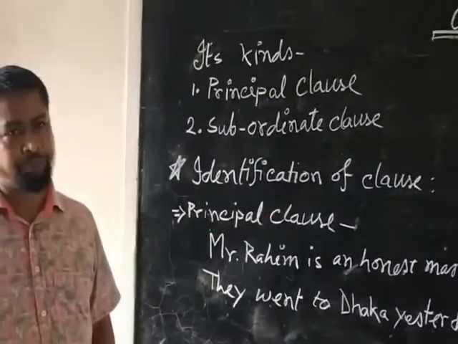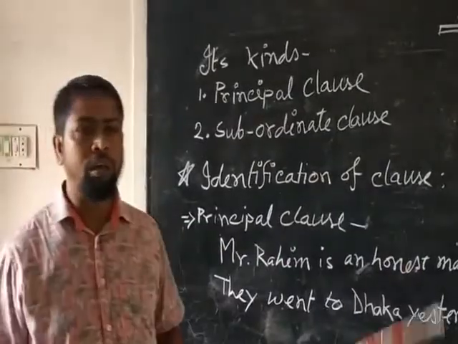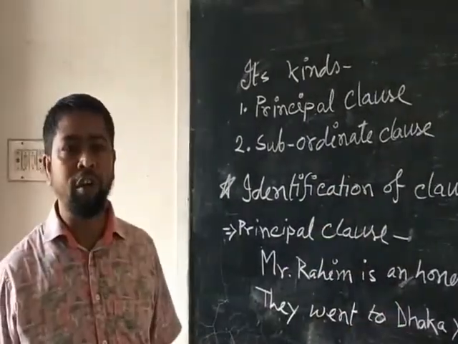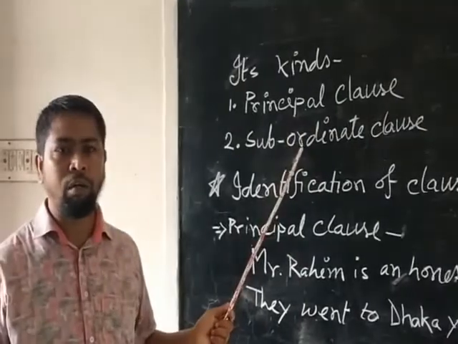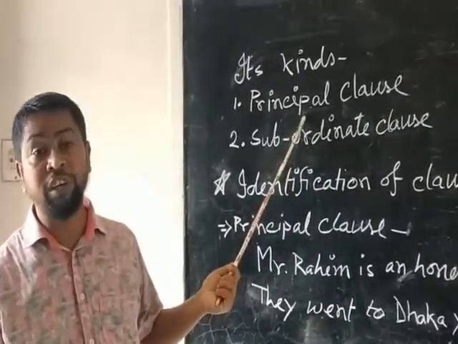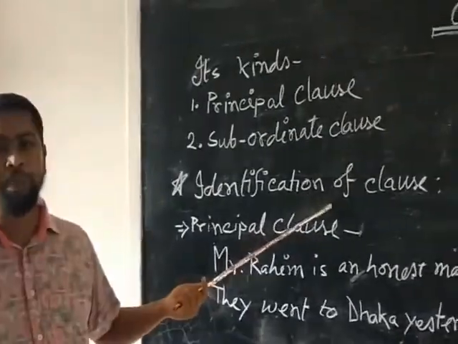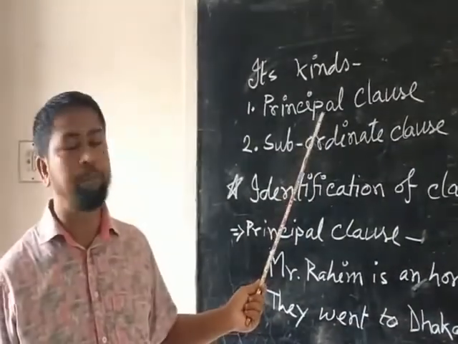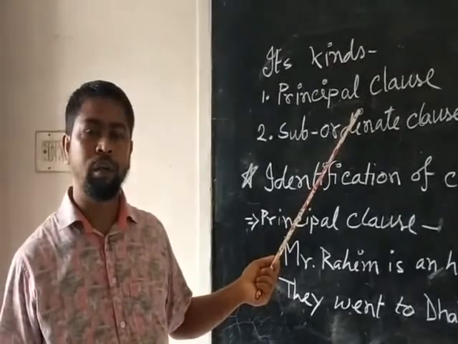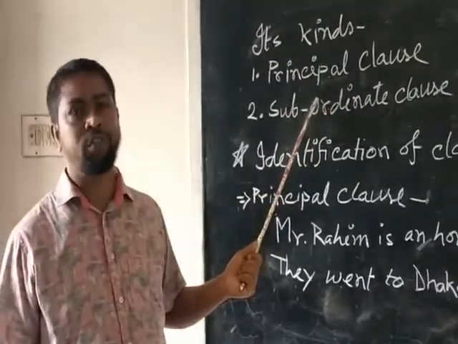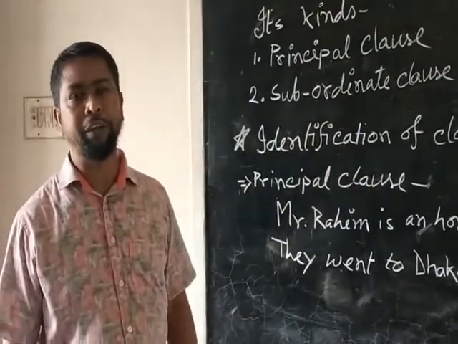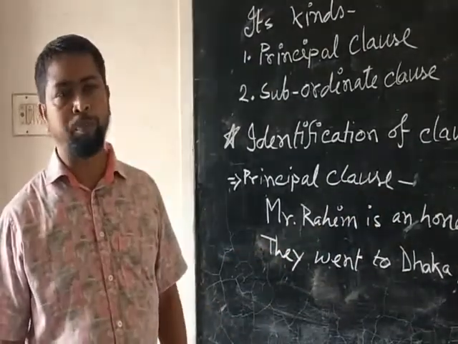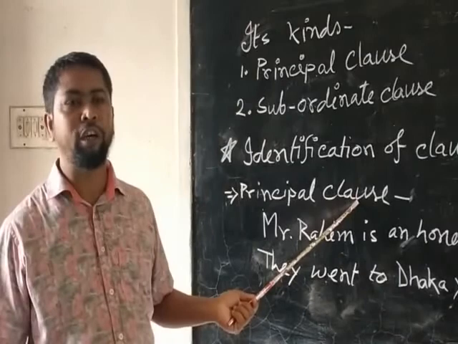Definition: principal clause is a clause which does not depend on any other part of a sentence to express its complete meaning or thought.